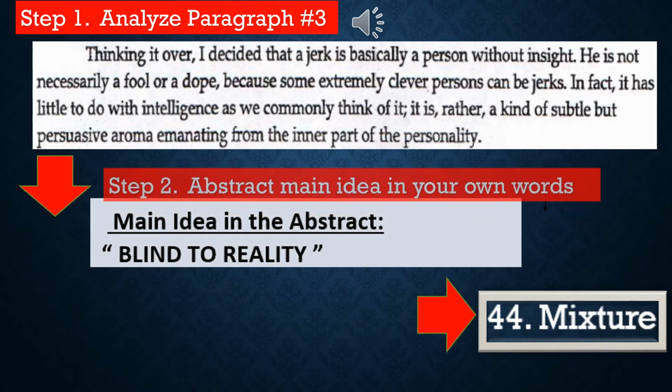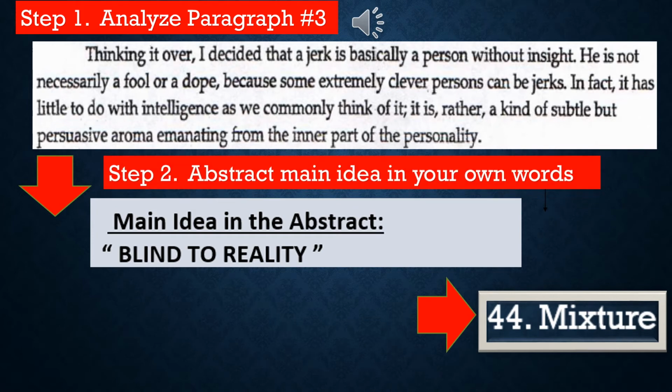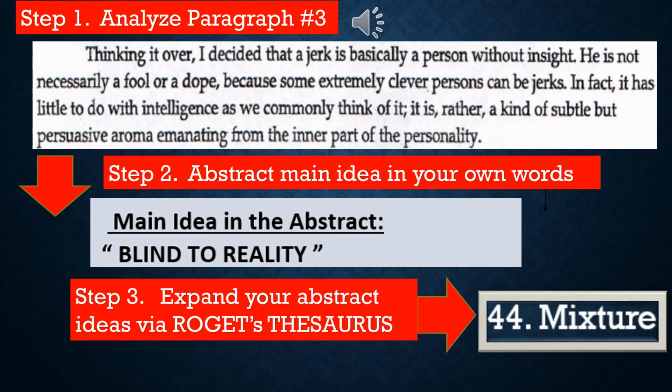Similarly, moving on to paragraph 3, I read that and analyzed it. The main idea to me was blind to reality. Then I went through and looked in Roget to help find some more abstract concepts to build upon that, and I found number 44, mixture. There's no right or wrong, it's just my opinion, and you do the same. You read the paragraph, you try to find out what the main idea is, and then you try to support your main idea by looking through the 177 Roget's abstract concepts to expand your thinking on that main idea.